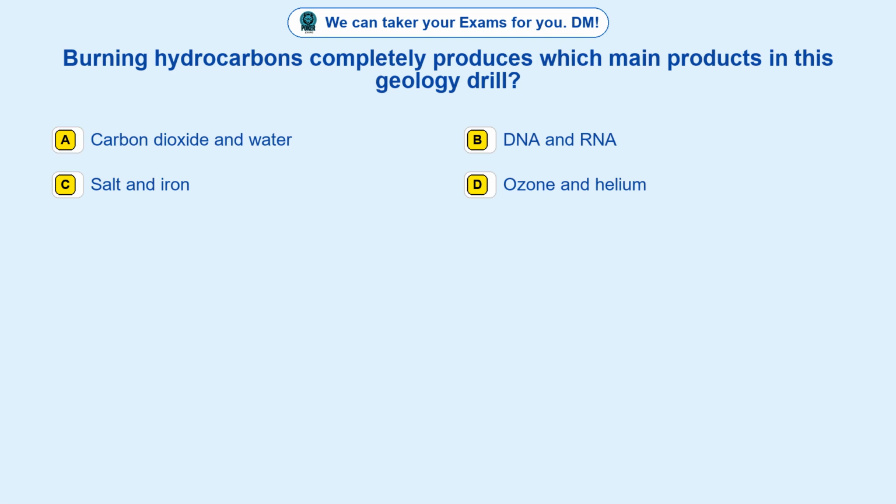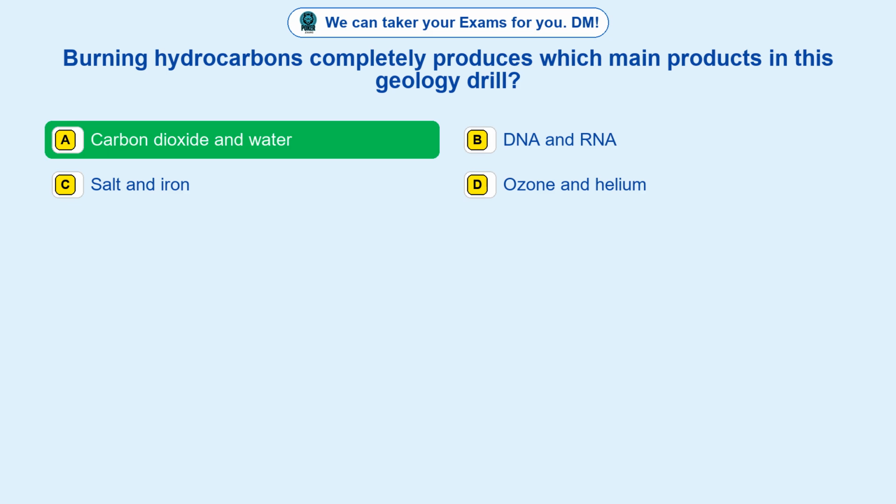Question 55. Burning hydrocarbons completely produces which main products in this geology drill? Option A, carbon dioxide and water. Option B, DNA and RNA. Option C, salt and iron. Option D, ozone and helium. The correct answer is option A, carbon dioxide and water.